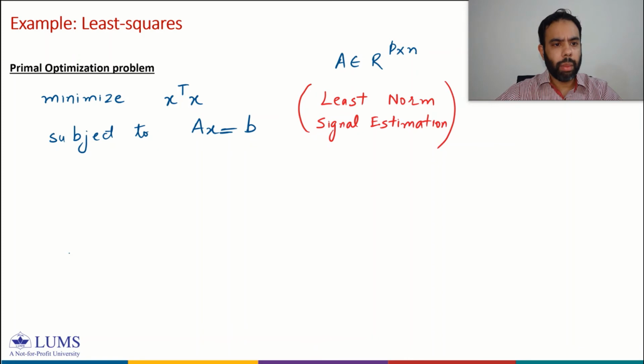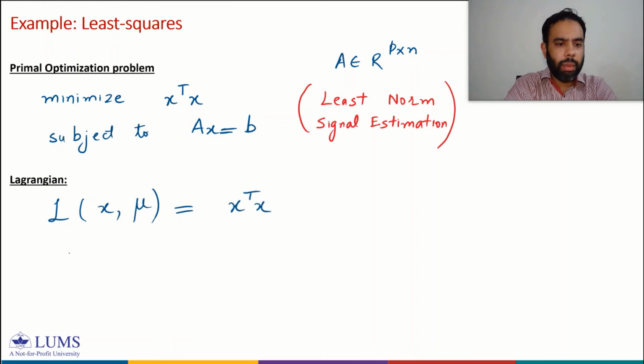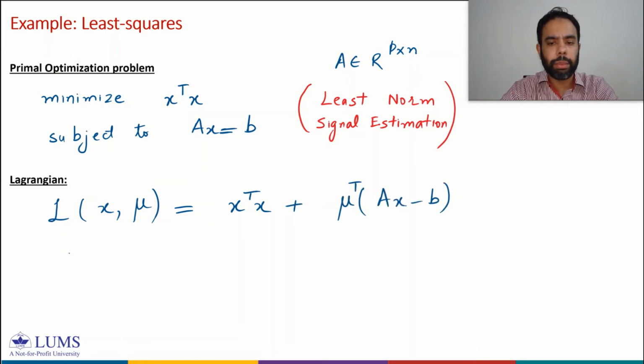For this primal optimization problem, if we want to come up with a dual problem, we start with the formulation of the Lagrangian. We construct the Lagrangian L(x, mu); since we do not have any inequality constraint here, the Lagrangian is a function of x and mu. Here mu is the variable associated with the equality constraint. So the Lagrangian is given by the objective function x transpose x plus mu transpose times the equality constraint Ax minus b. So this is the Lagrangian.